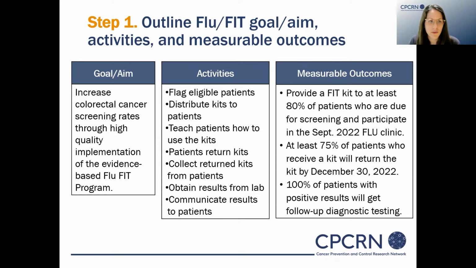So here we have our flu-fit goal, which is to increase colorectal cancer screening rates. And we have a list of our activities that we do as part of the flu-fit intervention, starting with identifying eligible patients and moving through the process all the way down to communicating results to patients. In our implementation plan, we identified these measurable outcomes that you see on the slide: providing a fit kit to at least 80% of patients who are due, at least 75% of patients who receive a kit will return the kit by December 30th, and 100% of patients with positive results will get follow-up diagnostic testing.